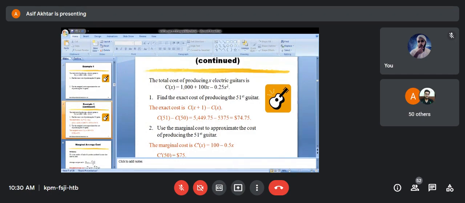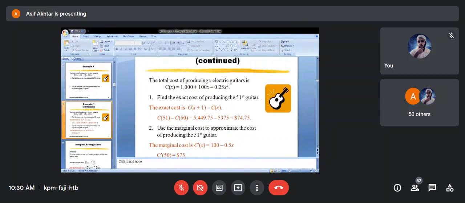Is this calculation clear? A part of the question? Yes, sir, no doubt. Okay. Let me check this value with the help of differentiation. Now the second part is to use the marginal cost and check it against the marginal cost of the 51st guitar. The same concept, change in cost. What is the marginal cost of the 51st guitar? In order to calculate the marginal cost, we take the differentiation.